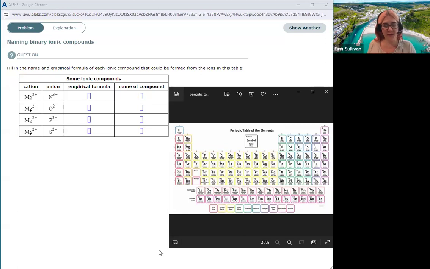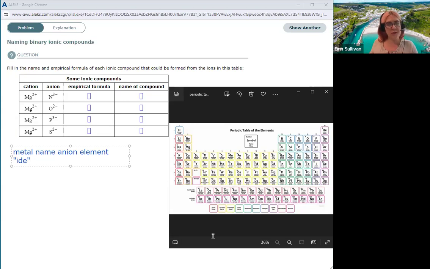The way we name them, the convention is to name the metal part, the cation part, and then the non-metal part. So the easy way to remember that is we read from left to right. The metals are on the left side of the periodic table and the non-metals are on the right side. So you just say the metal name and then the anion name. That will be the anion element, and then you take off the ending and just put "ide" on the end.